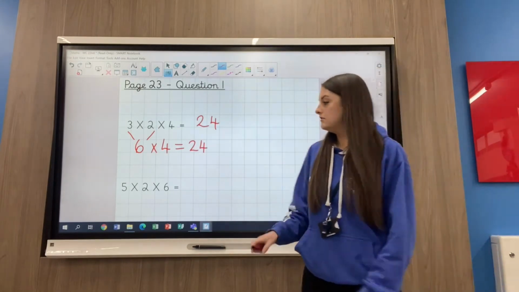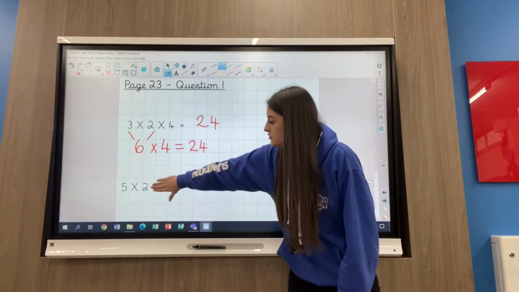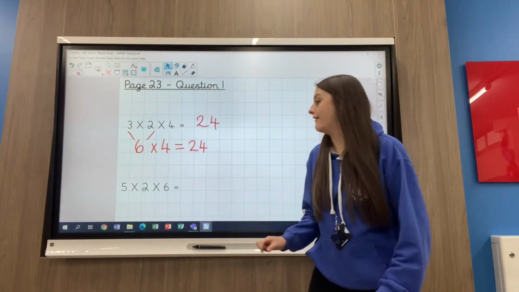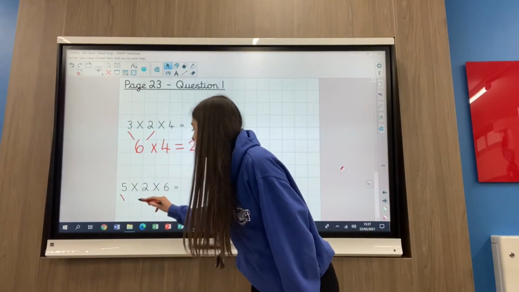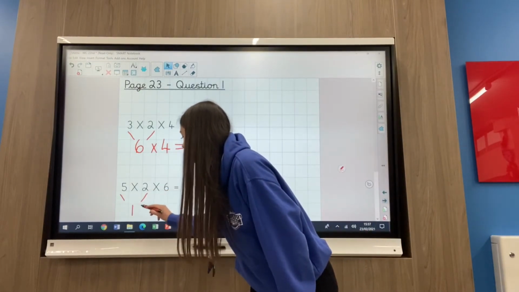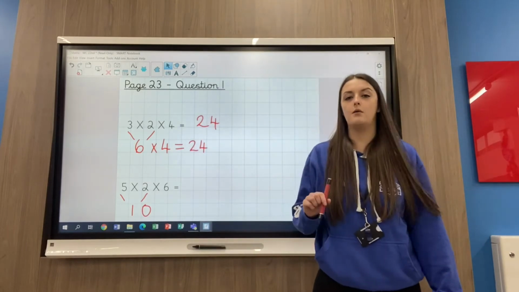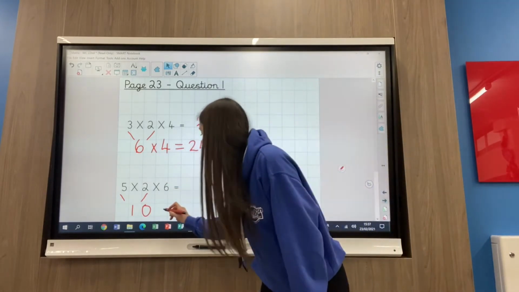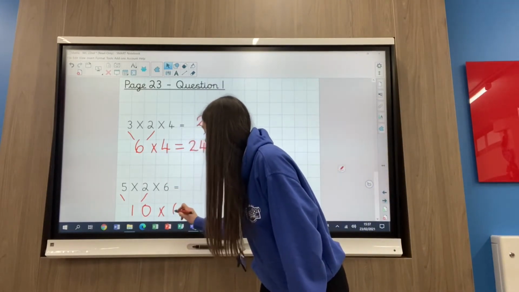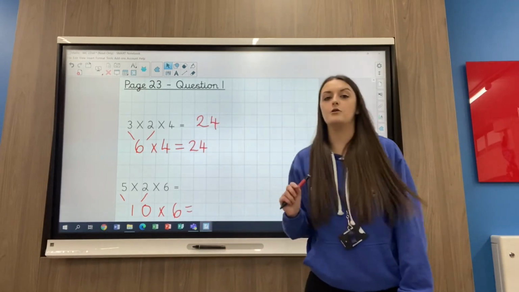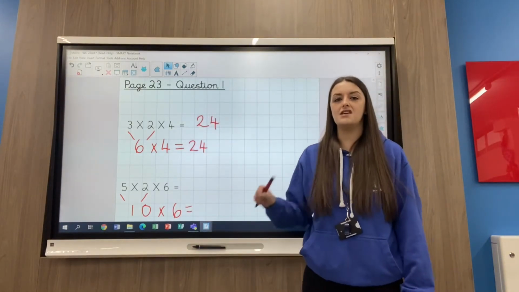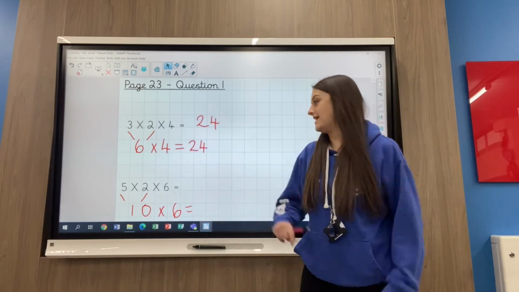Last one then, breaking it down again, we're going to start with 5 times 2. That's our first step. 5 times 2, I know lots of you will be shouting 10 at me because we know that one straight away. And we're going to multiply 10 by 6. I know lots of you will be shouting this one out too. 10 times 6 is 60.